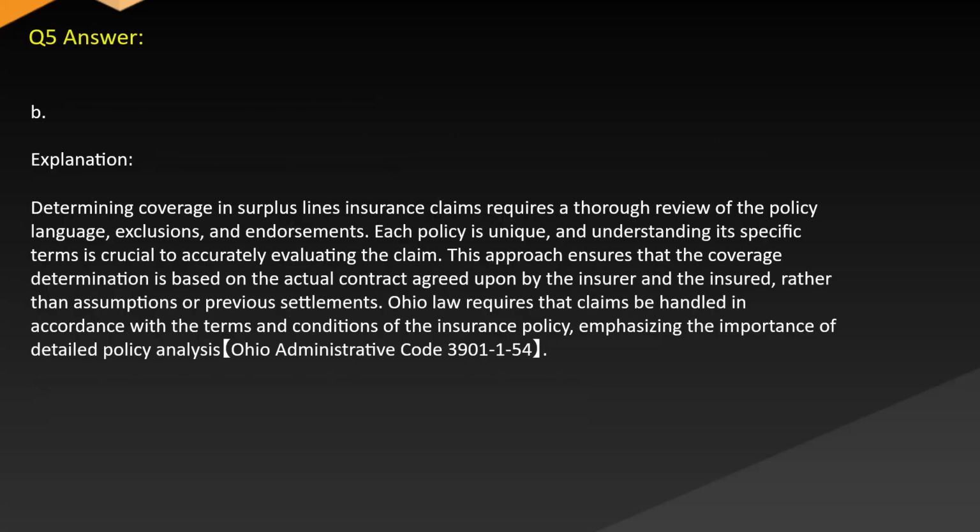Answer. B. Explanation. Determining coverage in surplus lines insurance claims requires a thorough review of the policy language, exclusions, and endorsements. Each policy is unique, and understanding its specific terms is crucial to accurately evaluating the claim. This approach ensures that the coverage determination is based on the actual contract agreed upon by the insurer and the insured, rather than assumptions or previous settlements. Ohio law requires that claims be handled in accordance with the terms and conditions of the insurance policy, emphasizing the importance of detailed policy analysis. Ohio Administrative Code 3901-154.